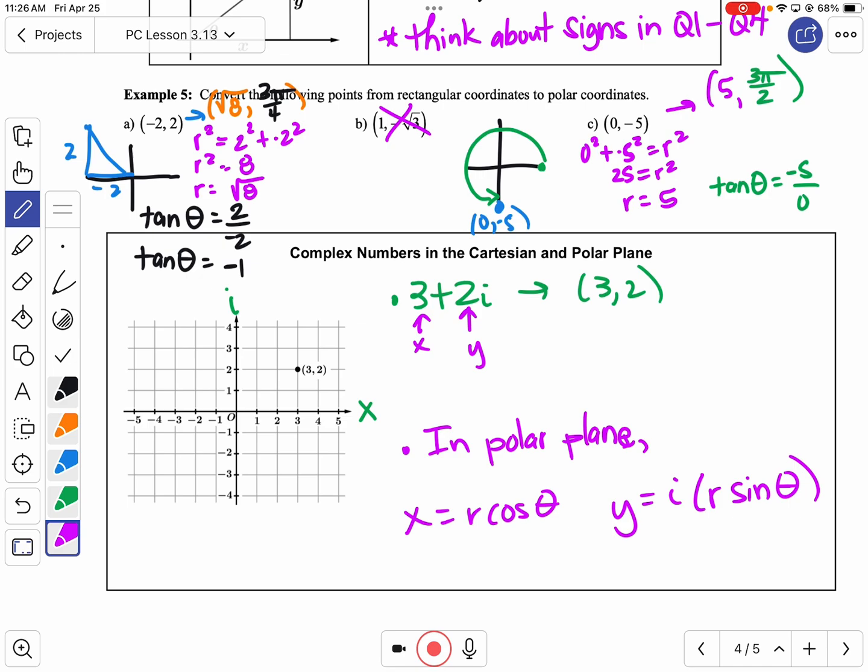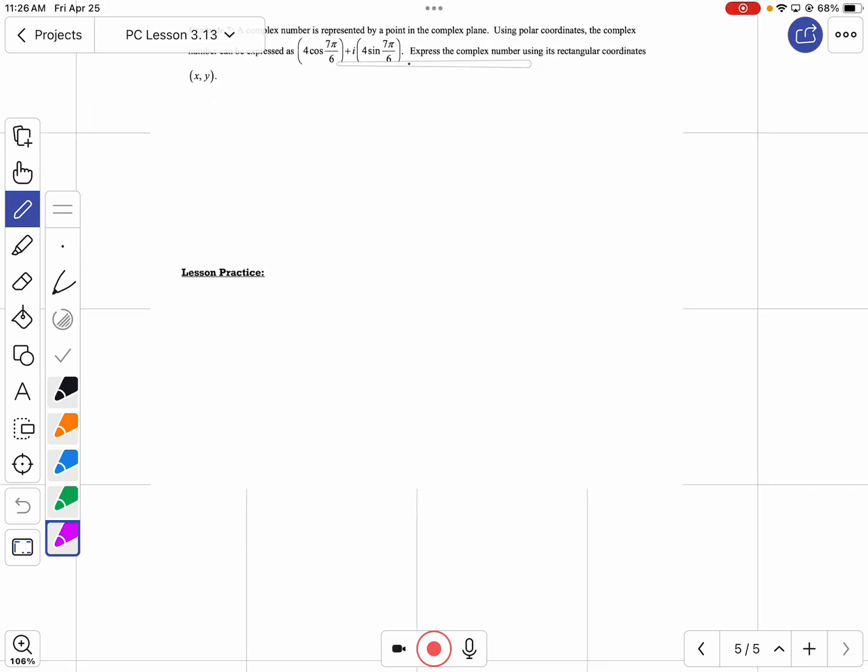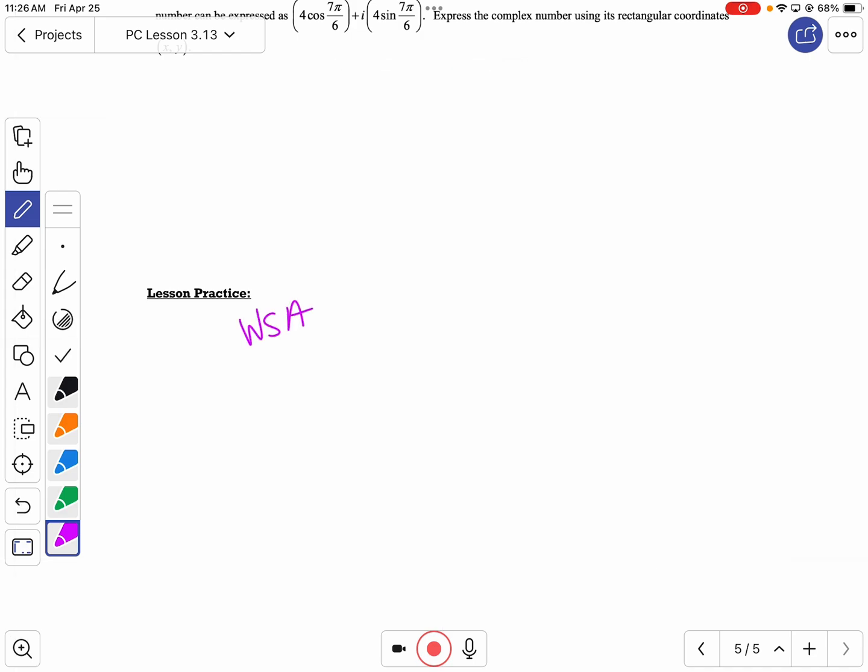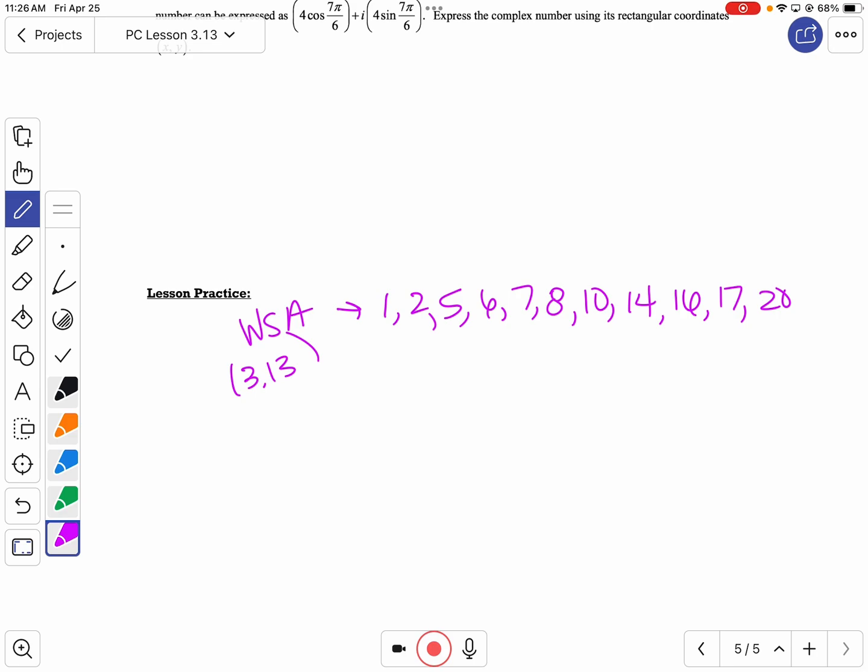It's no different. So on this packet, ones that you should look at are worksheet A, 3.13. We'll do the other two on Tuesday. 1, 2, 5, 6, 7, 8, 10, 14, 16, 17, and 20. So just a little practice, just the basics of polars. What we'll talk about on Tuesday are polar functions, what makes the cool graphs and equations. And then the last part is rates of change, average rate of change.